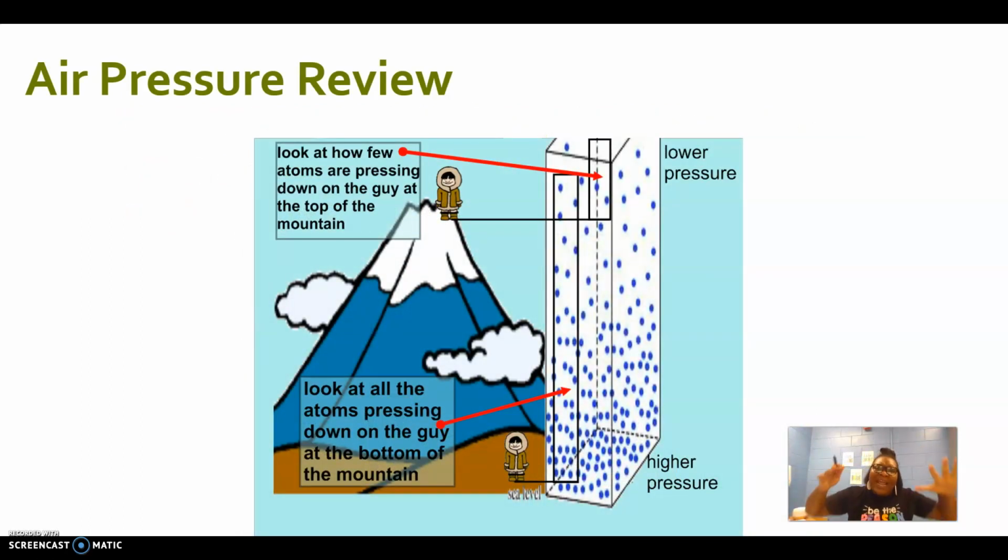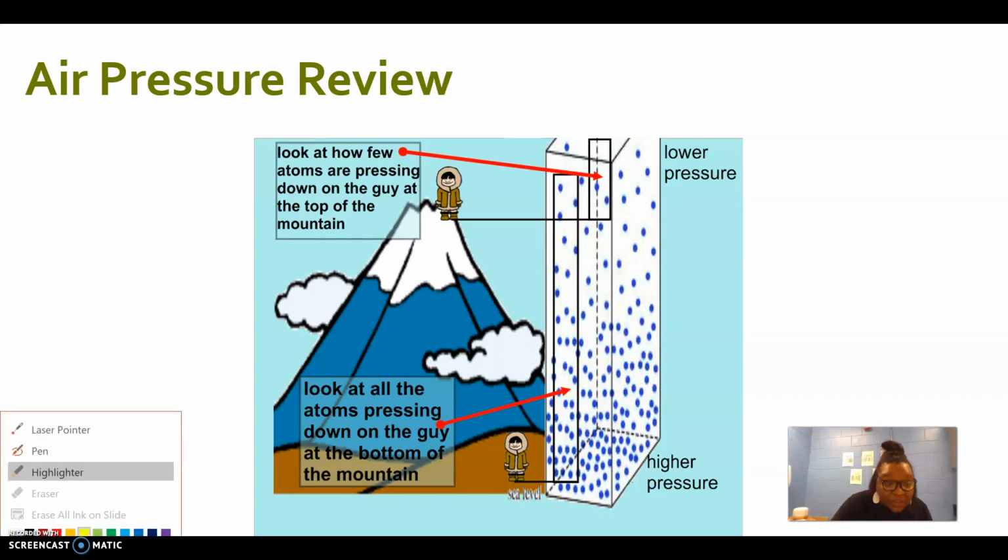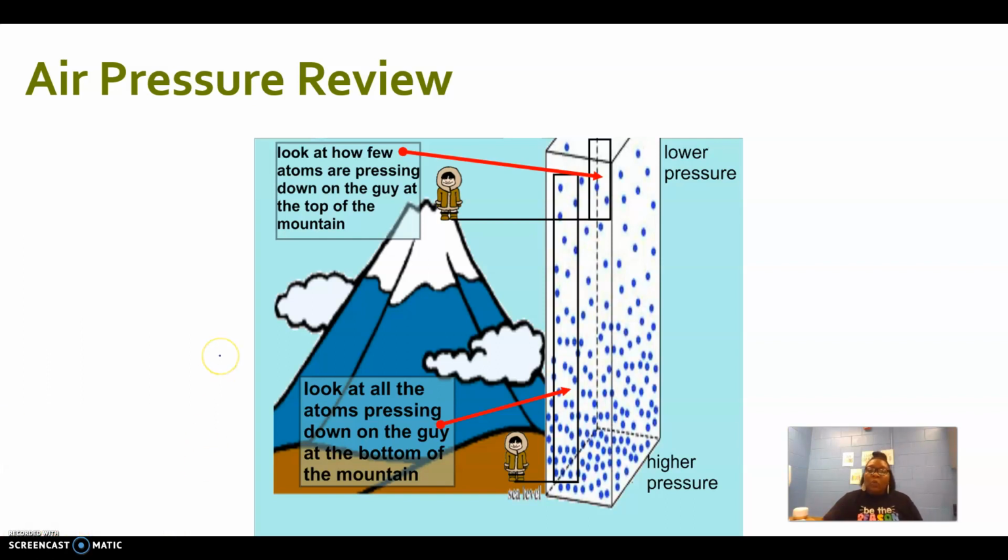So let's review what air pressure is: air pushing down on us. Remember, we should have learned with our old science teachers, and you do not need to draw this picture, that as altitude increases, the amount of air pressure decreases. Remember, altitude is our height from the sea. Increases means to go up, decreases means to go down.